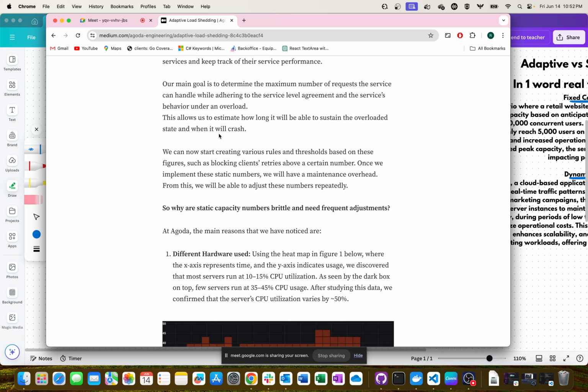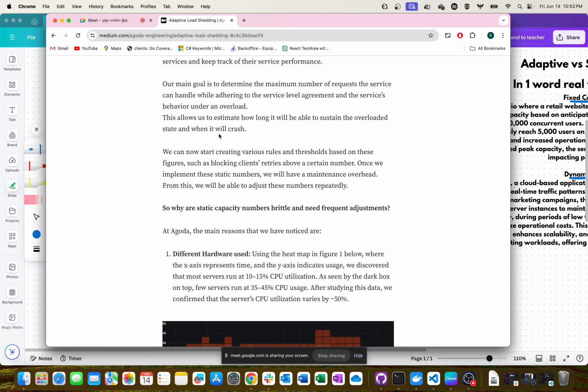So the idea is the system should never reach a crash state. It should always do something in the overloaded state itself. This is basically the theory. Now we can start creating various rules and thresholds, such as blocking client retries above a certain number. Once we implement this static number, we have a maintenance overhead. From this we will be able to adjust these numbers repeatedly, and this is what we call adaptive load shedding.